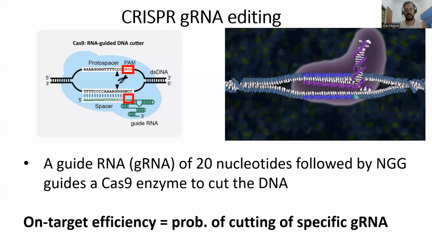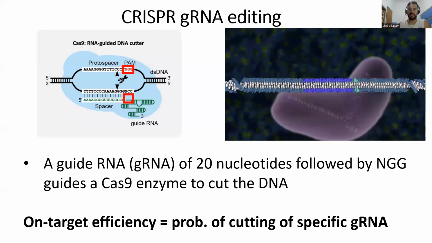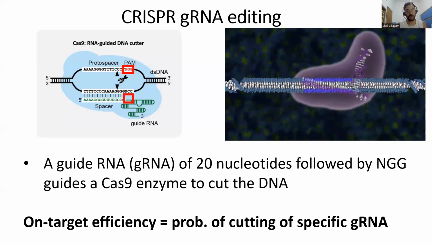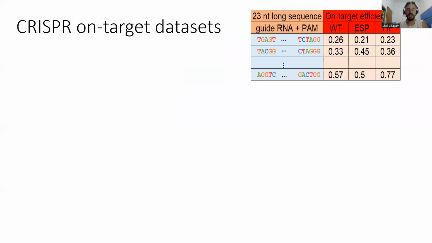And as with any process in nature, there is a probability for it to succeed, and this probability is called the on-target efficiency. This is where my part as a computational biologist comes in. The aim of my research is to predict the on-target efficiency of a given gRNA. The input data for our model is the gRNA, which is 23 nucleotides, where the last two of them must be GG, and the labels are the on-target efficiencies. Here we can see the on-target efficiencies of 3 different CRISPR experiments that were done with the same gRNA, but with 3 different enzymes.